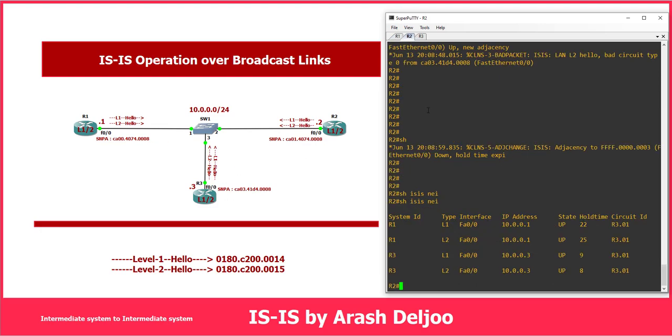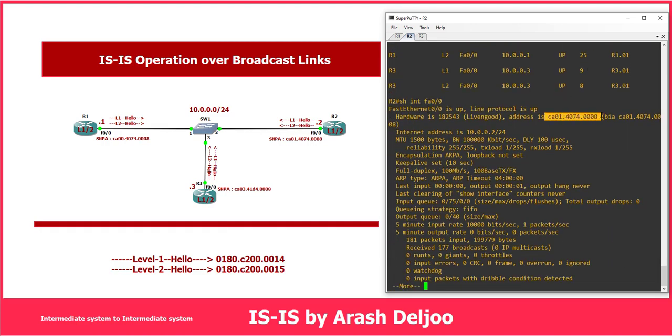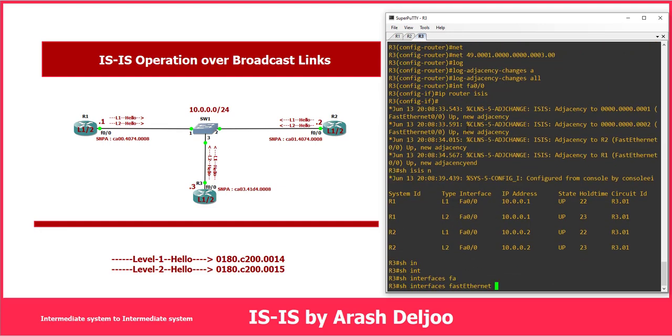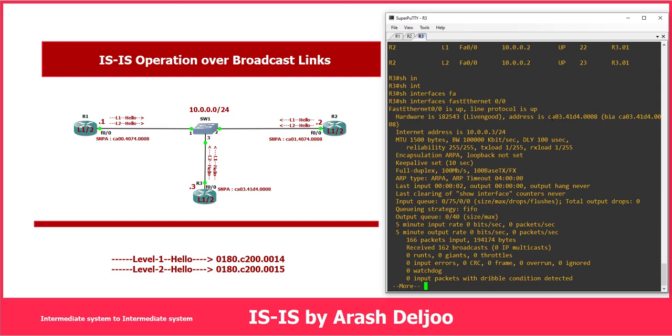And also in R2, we can check it, show interface FastEthernet 0/0. Again, we have the same value. And after that, in router 3, show interface FastEthernet 0/0 shows that we are using the same value as I wrote here. Now we can determine that the DIS in this scenario, with the highest MAC address or highest SNPA, is router 3's interface. Router 3 now is the DIS for both the level 1 and level 2 databases.